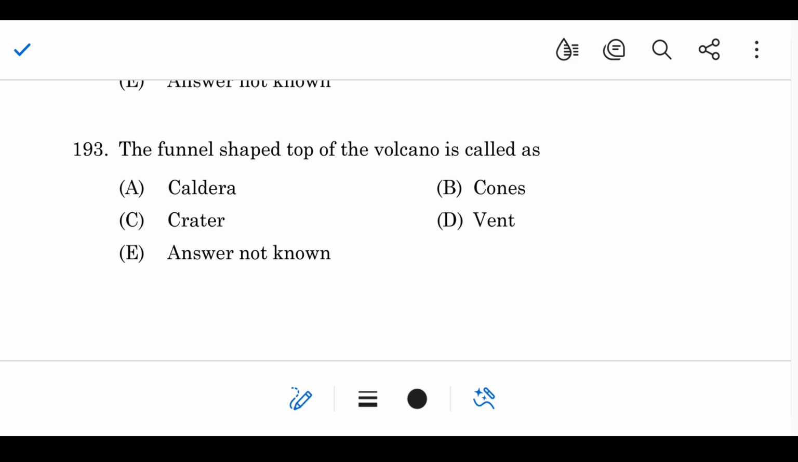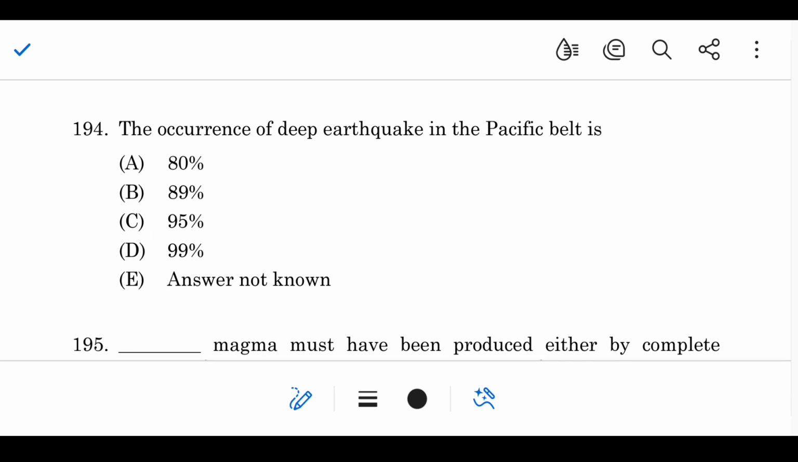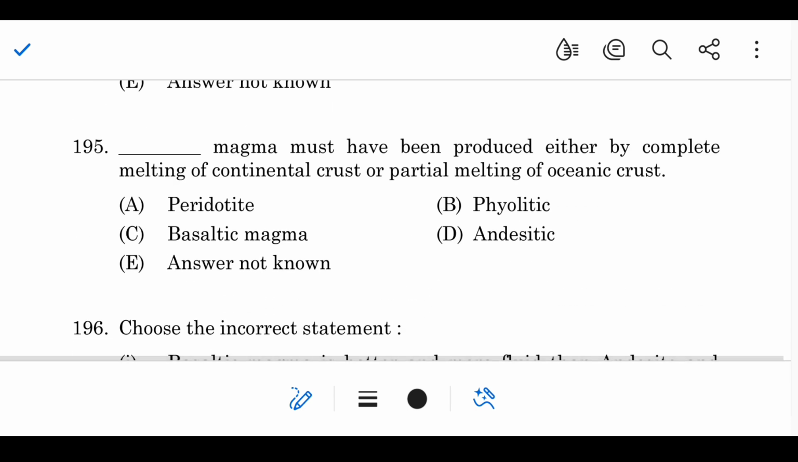The funnel-shaped top of the volcano is called the crater. 94. The occurrence of deep earthquakes in the Pacific belt is 99%. 95. The magma must have been produced either by complete melting of continental crust or partial melting of oceanic crust is andesitic.